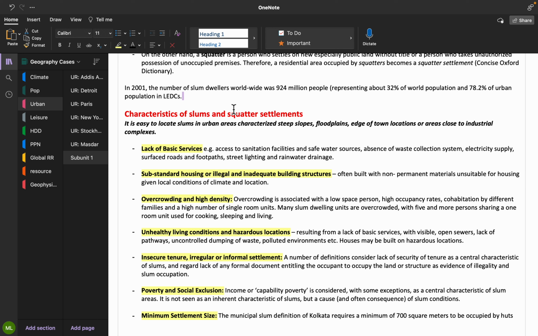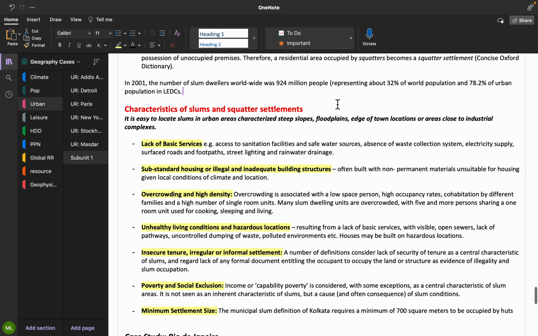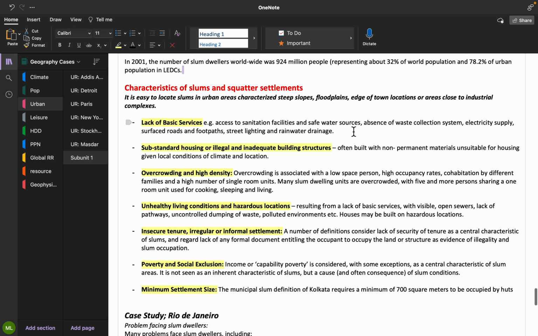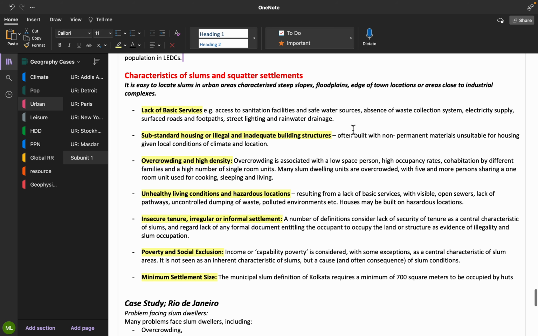So in 2001, the number of slum dwellers worldwide was 924 million. That's 32% of the world population and 78.2% of the urban population in LEDCs, so less economically developed countries. So again, let's look at the characteristics of slums and squatter settlements. They're easy to locate because they're so apparent, because they're usually on steep slopes, floodplains, edge of the town locations, or areas close to industrial complexes.